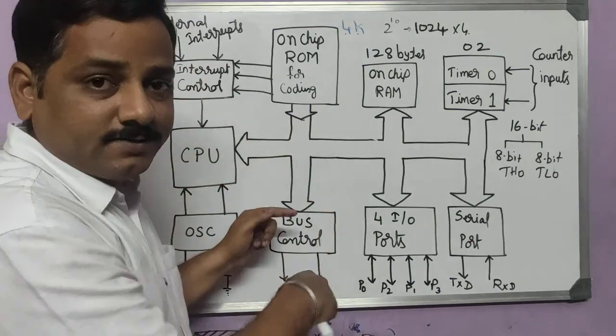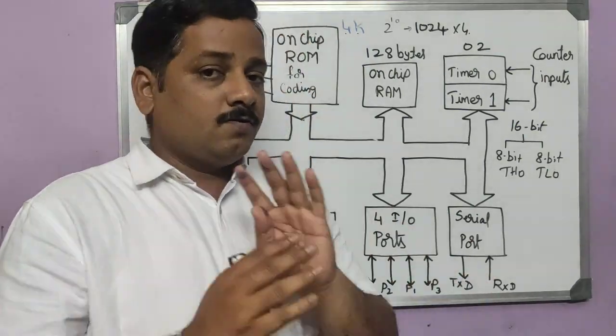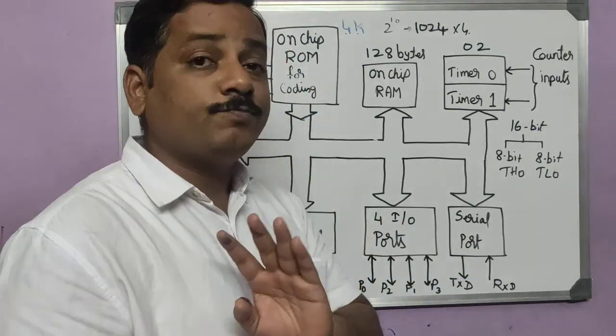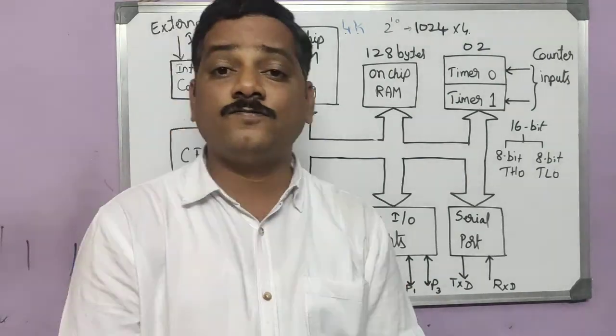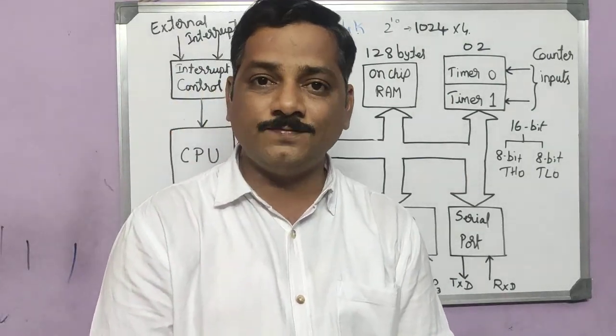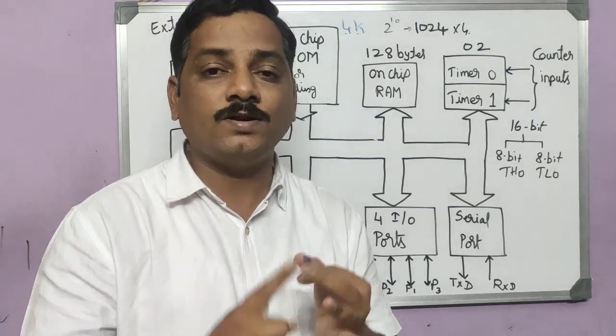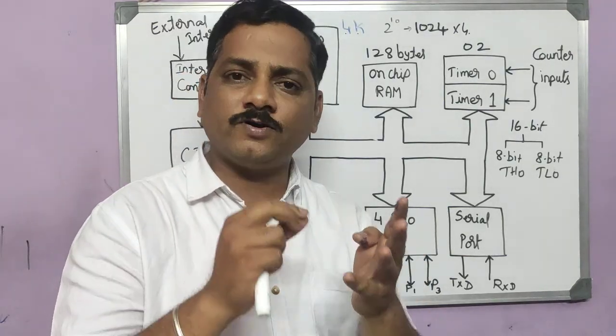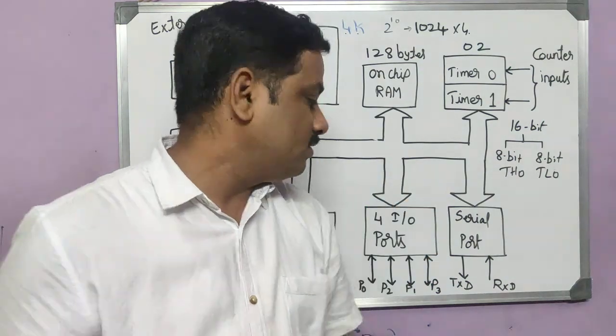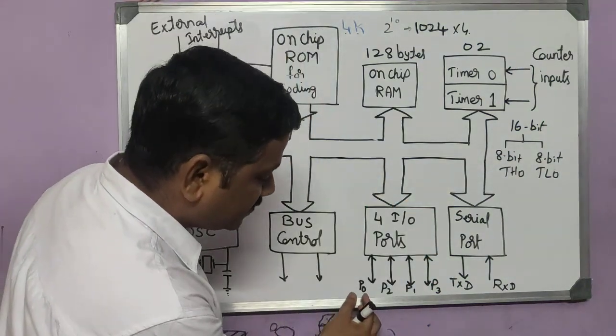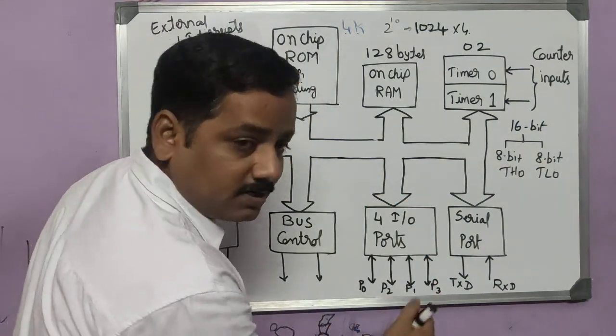It is interrelated. Then we have 4 input output ports. These are important. We have 4 ports in the 8051 architecture. Those ports are named port 0, port 1, port 2, port 3. In short, we call them P0, P1, P2, P3. But here we have mentioned them as P0, P2, then P1, P3.